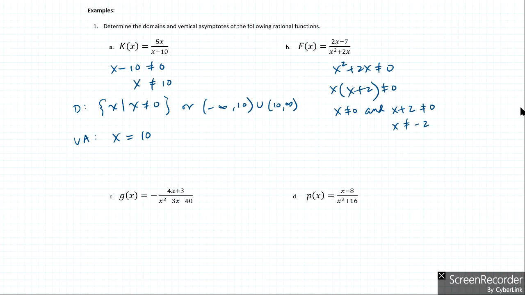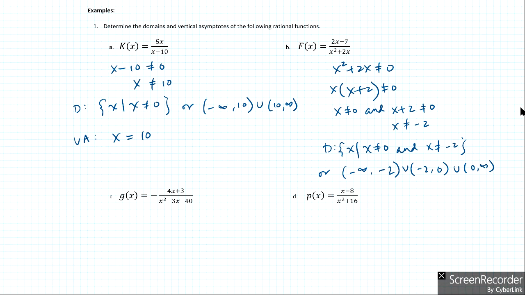So as a result, we would want to say the domain is x such that x doesn't equal 0 and x doesn't equal negative 2. And in interval notation, we can also say that we're going from negative infinity to negative 2, because if we go from the negative side, we'll hit negative 2 before we hit 0. And then negative 2 to 0, and then 0 to infinity. That's going to be our domain.